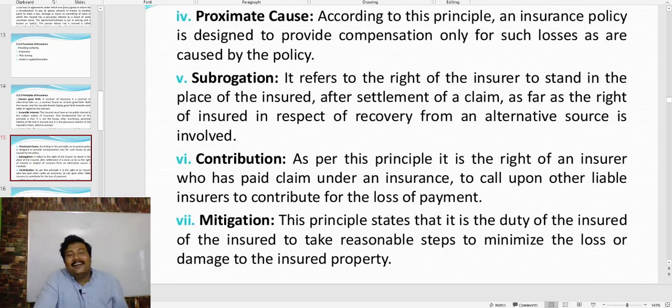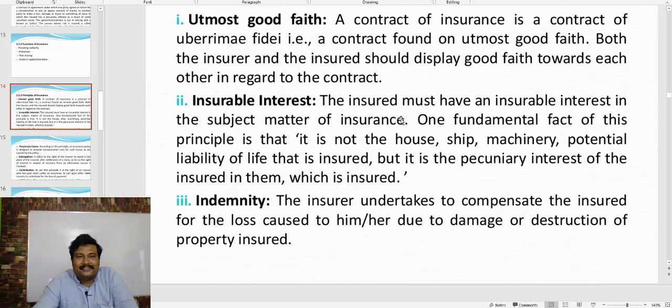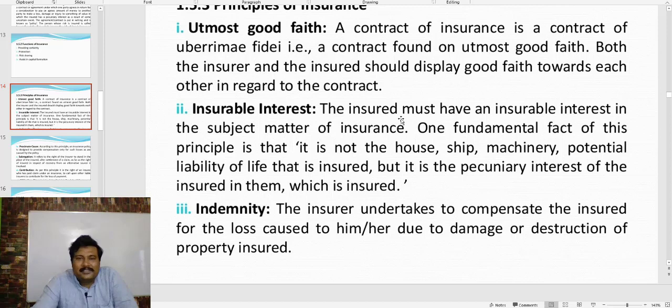Welcome back, children. Today we are going to discuss the last topic of this chapter, business services. So what is there in the last topic? Last time we completed the principles of insurance. The principles of insurance are very simple. As you can see, certain principles are there. I would like to revise the principles in simple lines.